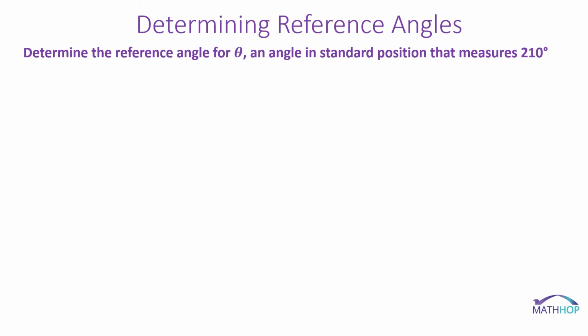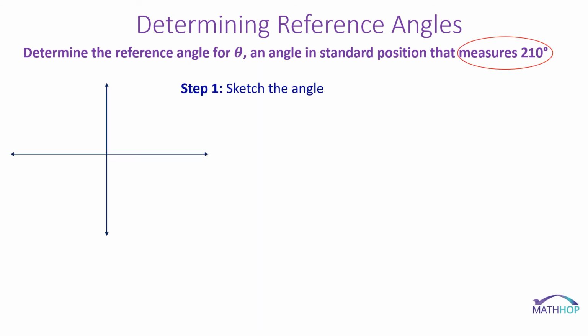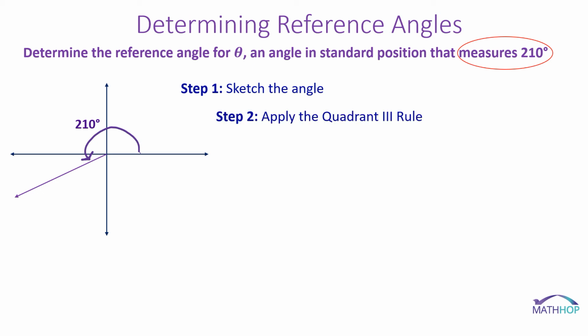Well, your first step is you need to know what 210 looks like, so you have to sketch that angle. Get your axes. We're going to do a rough sketch here. Here's 180. I need 30 more to get to 210, so I'm going to draw that in right there. That's 210. Perfect. Now I'm going to look at what quadrant I'm in and apply the quadrant rule. I'm in quadrant 3, so I'm going to apply the quadrant 3 rule.